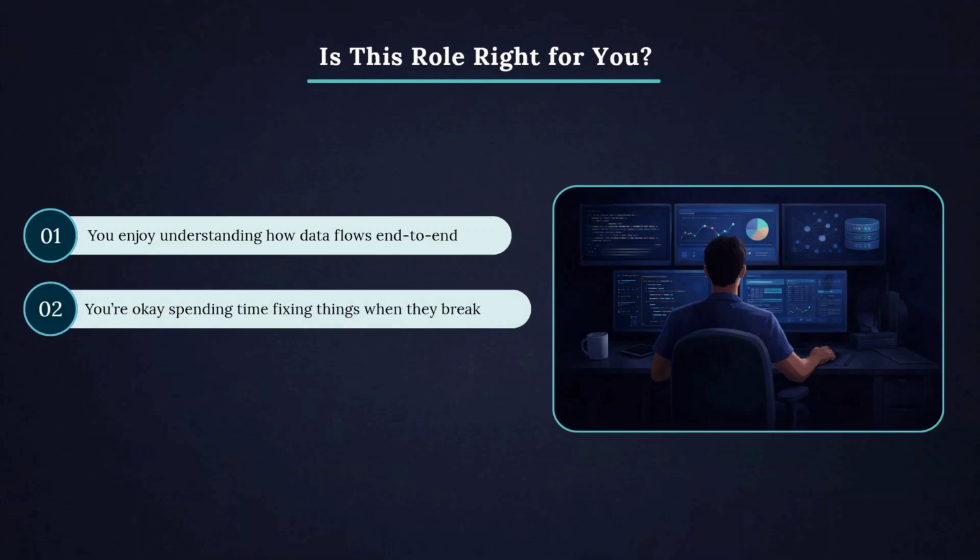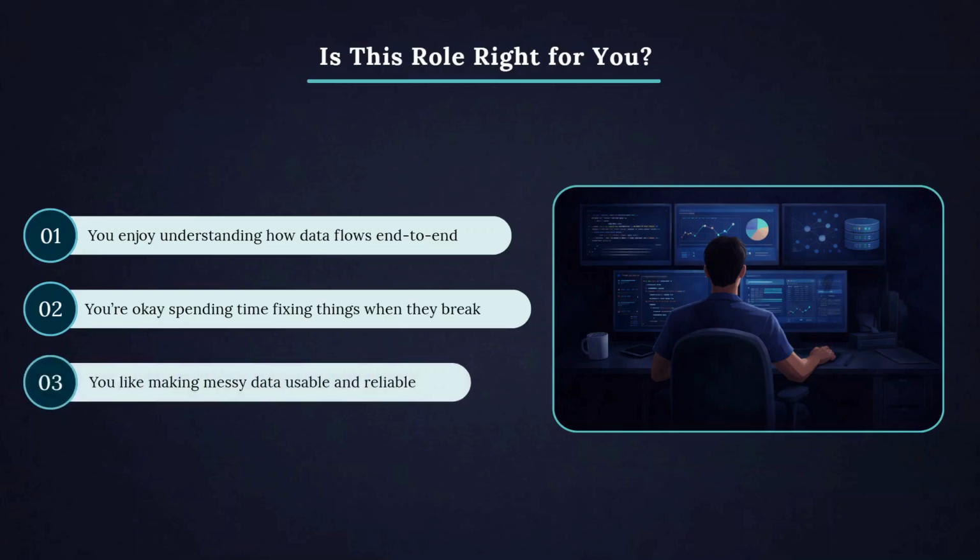Second, you need to be okay spending time fixing things when they break. Because pipelines fail, data arrives late, numbers don't match, and a big part of the job is finding the root cause and fixing it. Third, if you enjoy taking messy, raw data and turning it into something reliable and usable, that's a strong signal this role might suit you.